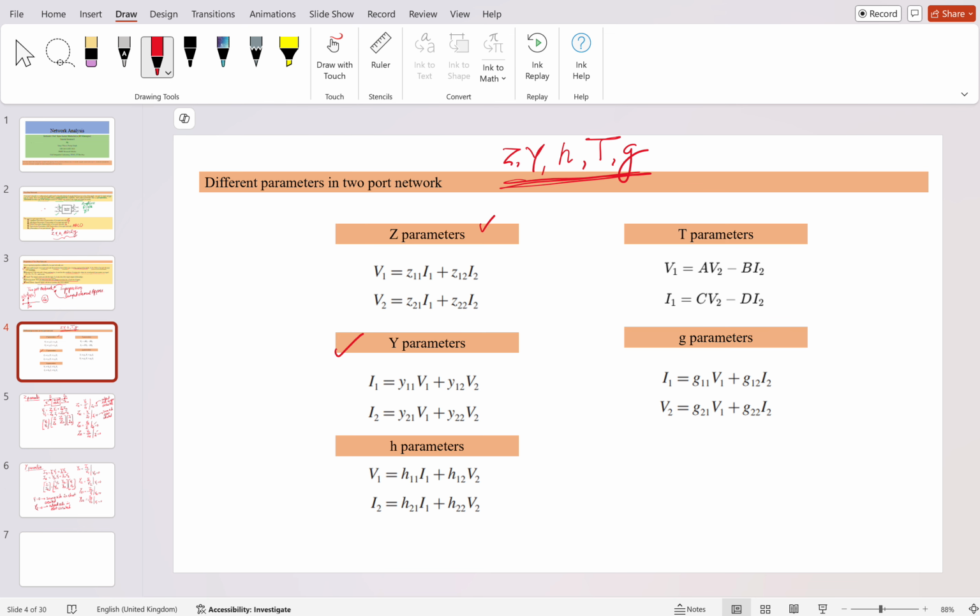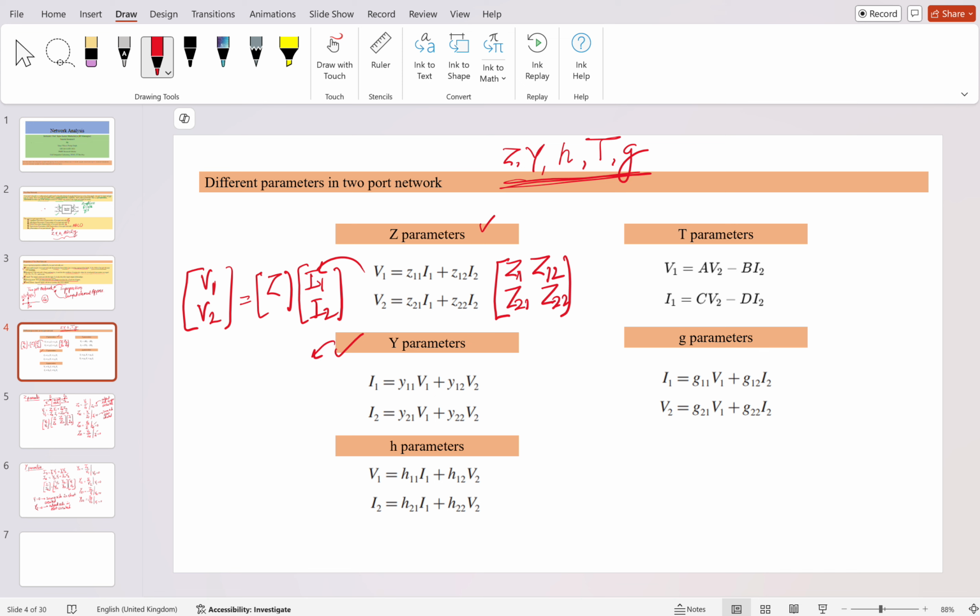Getting my point? So these are the parameters which I have given. This is the Z parameter: V1 is equal to Z11 I1 plus Z12 I2, V2 is equal to Z21 I1 plus Z22 I2. So the Z matrix will be equal to Z11, Z12, Z21, Z22. The important point to remember here is what the input parameter is. The input parameter here is V1, V2 is equal to the Z matrix times I1, I2.